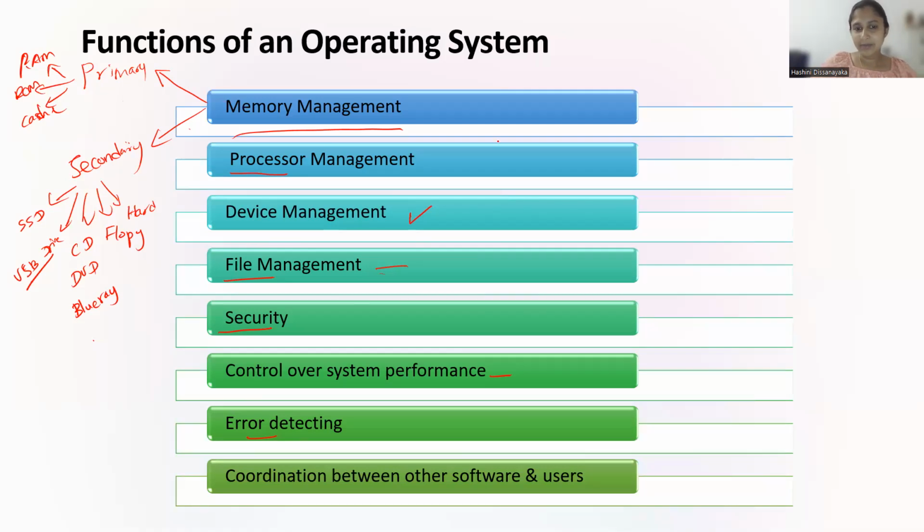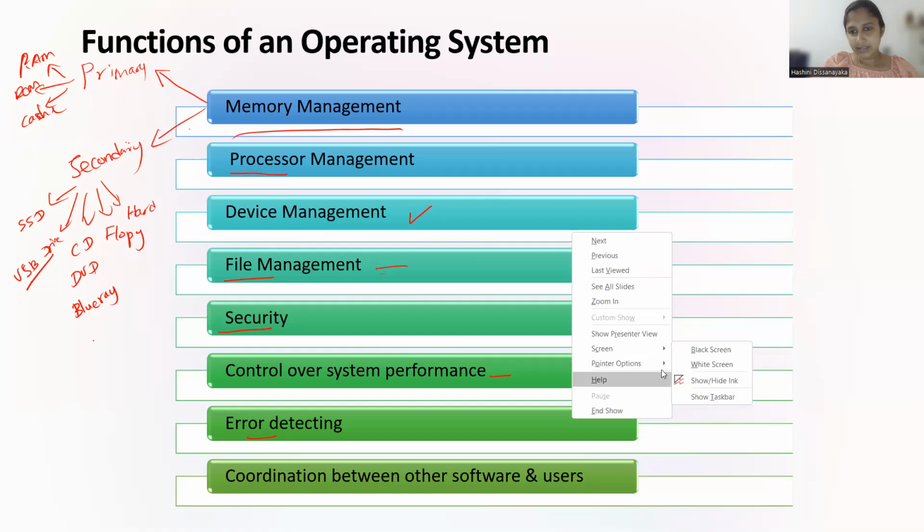And coordination between other software and users is another feature or function of the operating system. Okay, let's see these functions one by one.